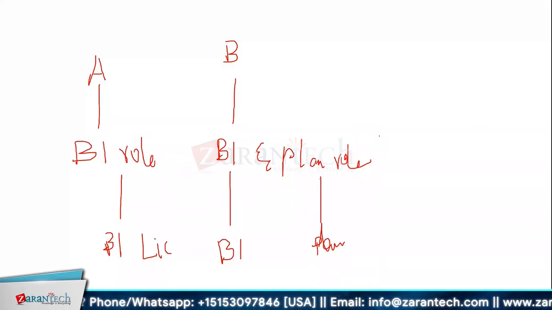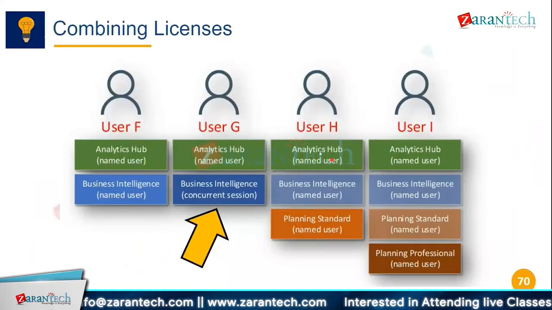However, if you are using planning professional, it has planning standard built in. That is a scenario where you have a superset of the license, and that is also one way. So a user can consume multiple roles, and through that he can consume multiple licenses also. That is the scenario here.